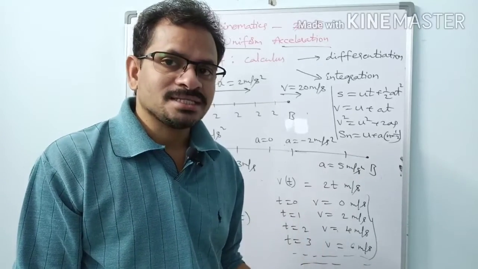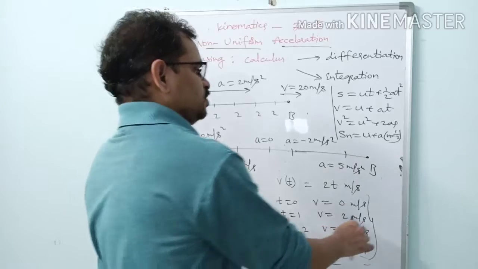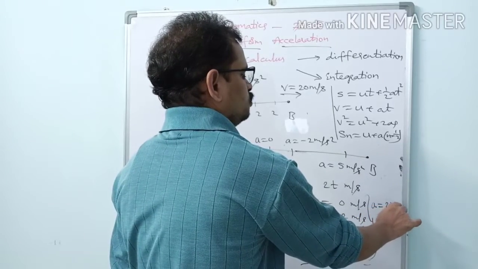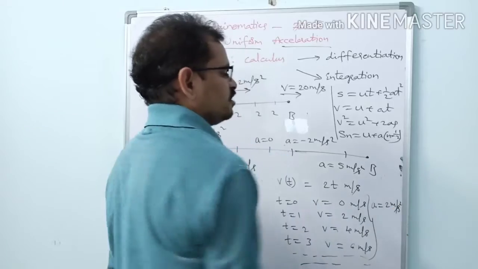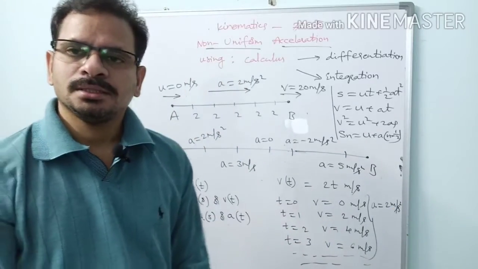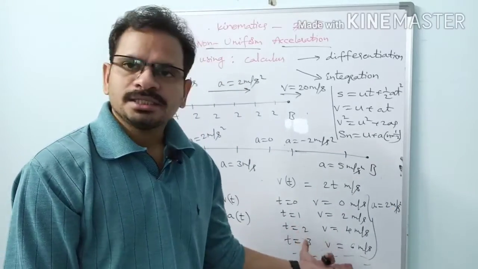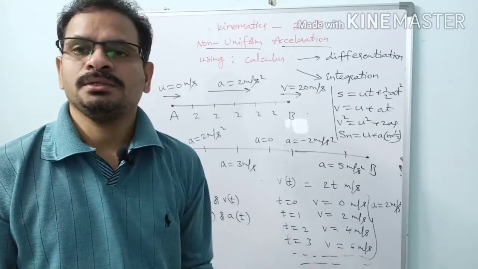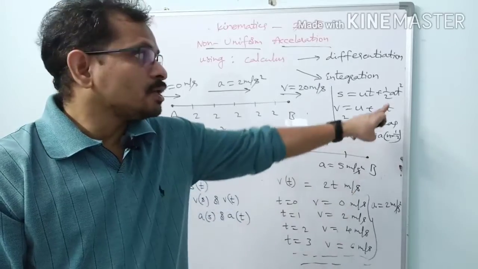Is this uniform acceleration or non-uniform acceleration? This is a uniform acceleration. Here we can write a equal to 2 meter per second square. So in this case, can you apply kinematic equations since this is uniform acceleration? No. Even in this case, we cannot use these equations.